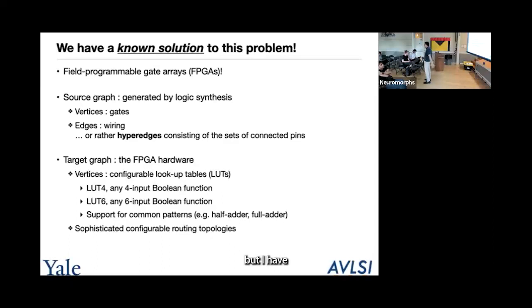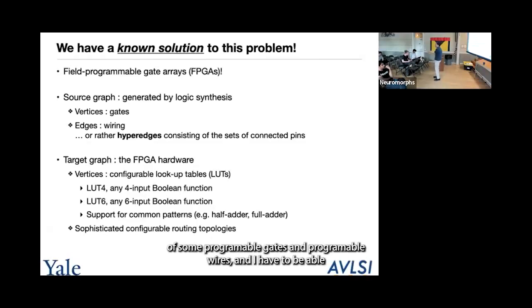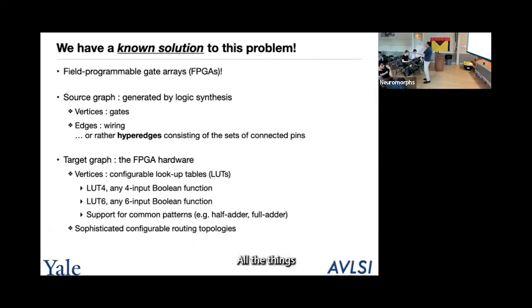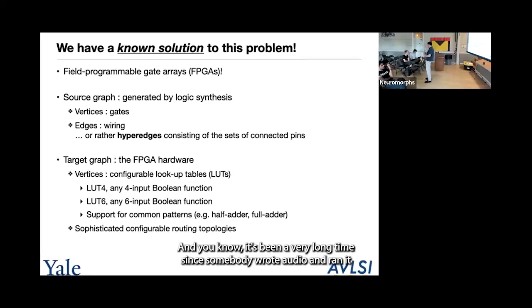I have some logic design, which is some collection of gates and wires. I have a physical chip that has an implementation of some programmable gates and programmable wires, and I have to be able to map something. So you've got a source graph that's generated by writing some RTL or your favorite hardware description language and running logic synthesis. And you've got a target graph, which is the FPGA hardware. It's been a very long time since somebody wrote RTL, ran it through the FPGA flow, and it came back and said, I'm sorry, I don't have enough wire.